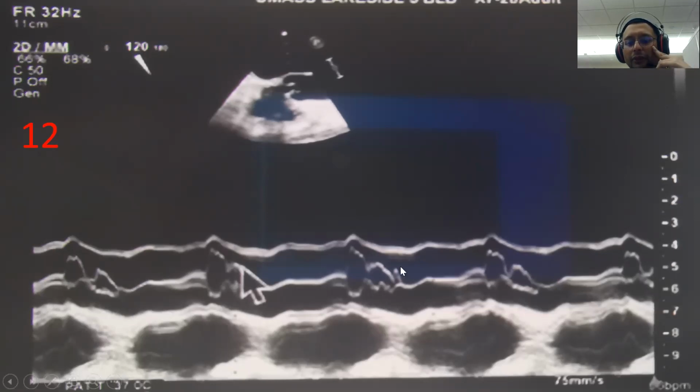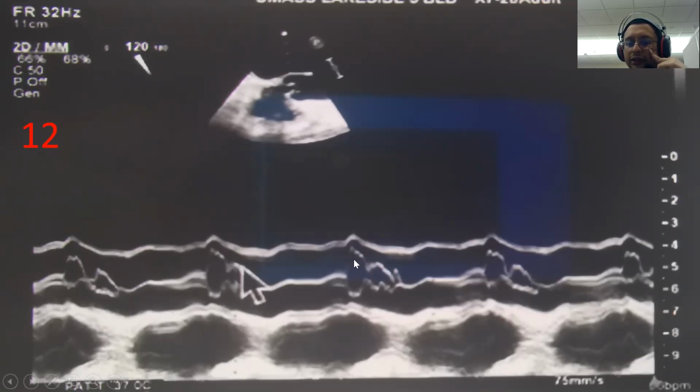So in dynamic LVOT obstruction, the closure is mid-systolic. In discrete subaortic stenosis, the closure is straight away. Just remember, this is the look of M-mode in a patient with dynamic LVOT obstruction. Another tip: whenever you see fluttering of the aortic valve leaflet, if there is obstruction, it cannot be at the level of the aortic valve. So this fluttering can only happen for subaortic obstruction, be it HOCM or subaortic membrane.